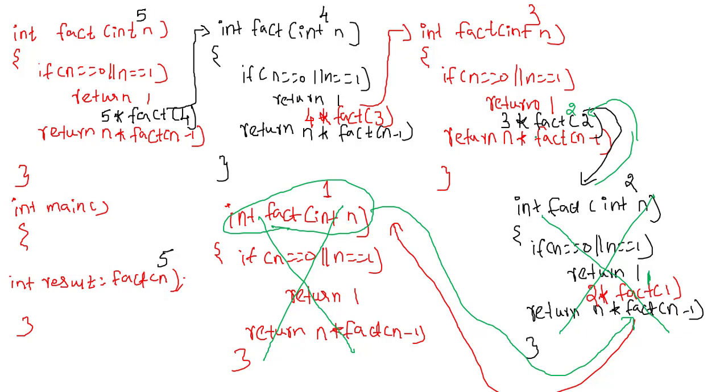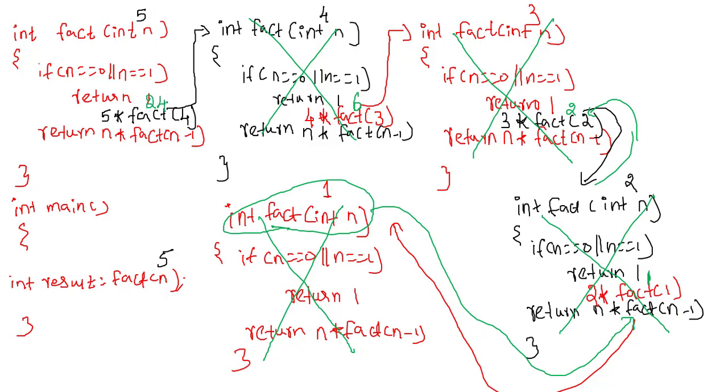Now return n into, so this fact function execution got over. 3 into 2, 6. So this function will return me a value called 6. Where will it return? To this place. Now 4 into 6, 24. So this function will return me a value called 24 to this place.